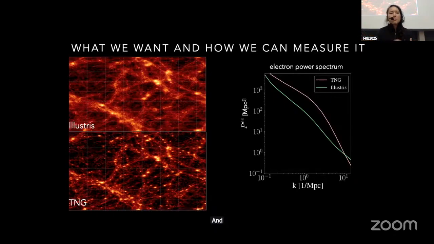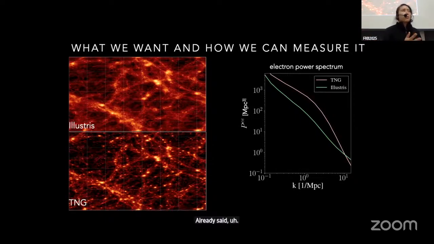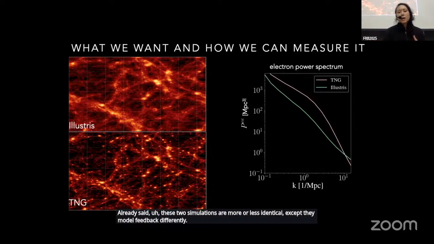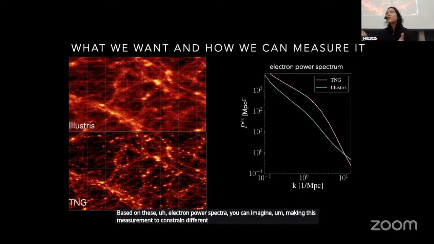And here is a comparison between Illustris and IllustrisTNG. And as Liam has already said, these two simulations are more or less identical, except they model feedback differently. And based on these electron power spectra, you can imagine making this measurement to constrain different models of astrophysical feedback using whatever combination of hydrodynamical simulations that you want.